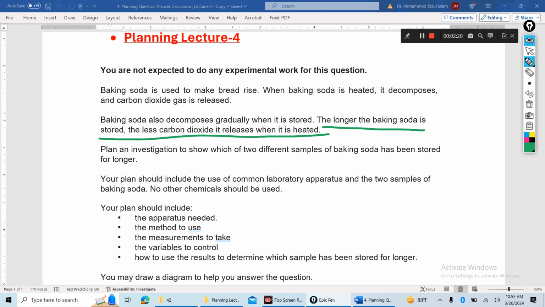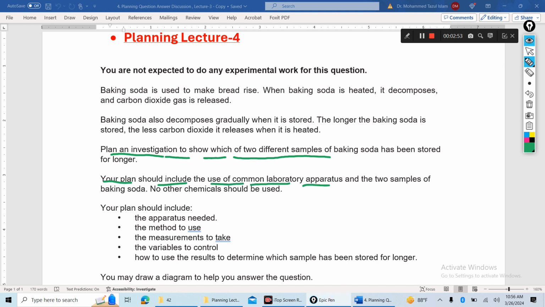Now, plan an investigation to show which of the two different samples of baking soda has been stored for longer. Among two samples, which one is stored for longer time? Your plan should include the use of common lab apparatus and two samples of the baking soda. You are given two samples of baking soda. No other chemicals should be used.